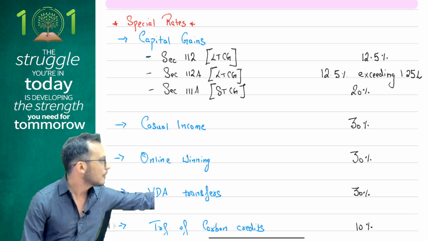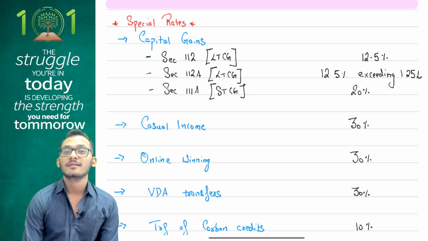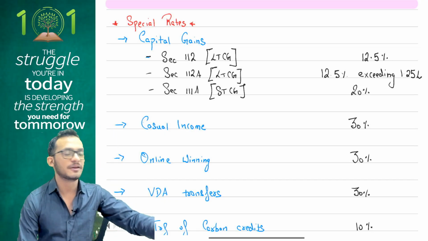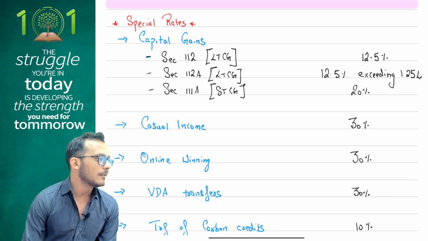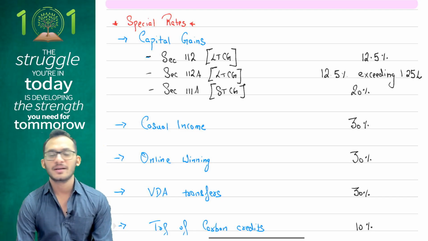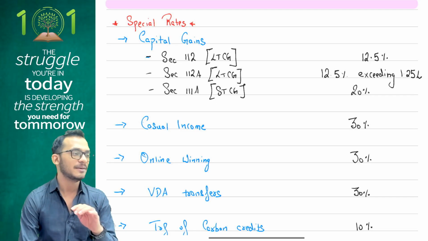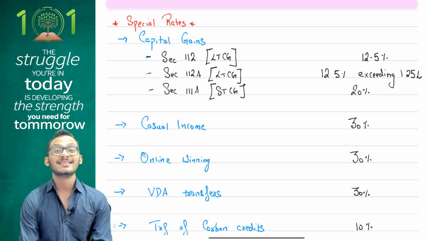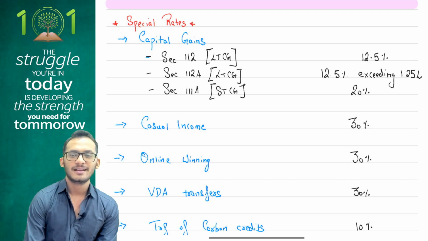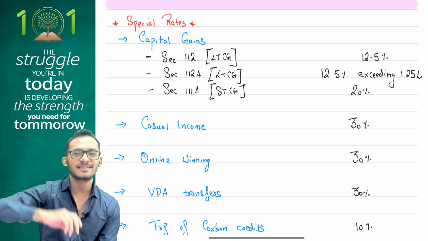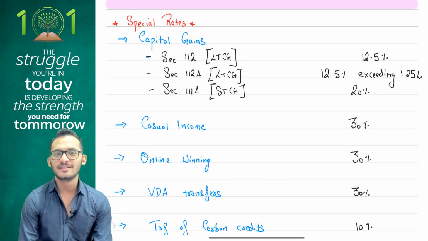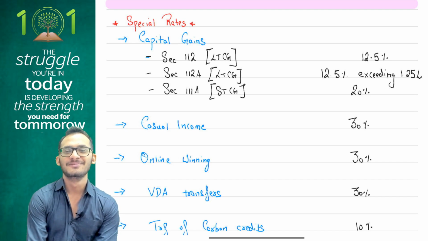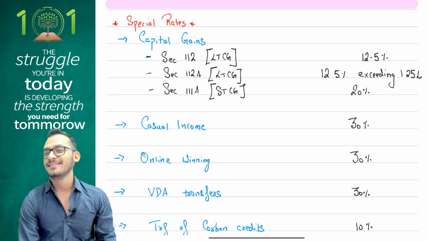Can I claim rebate on online winnings? Can I claim rebate on VDA transfers? Yes. Anything you do is eligible for rebate except for 112A. I'm going to ask you a weird question, people. Think about this carefully and tell me. Can you claim rebate on illegal income? I have paid tax at 60 plus 25 plus 4, 78%. Illegal income, if you remember, we discussed. Can I claim rebate on illegal income? Yes, you can.